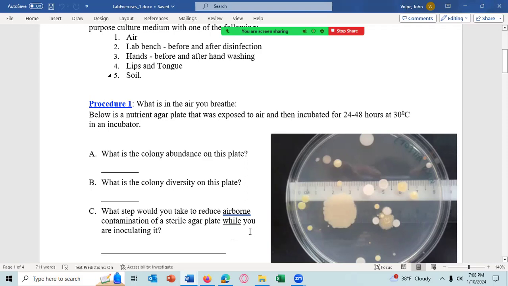Tell me something you can do while you are inoculating it that will reduce the risk of airborne contamination. And to state that specifically, here we have a plate. I take off the lid. It's now open to the air. Anything from the air can fall down from the air, fall onto the plate, and contaminate the plate. So what can we do while we're inoculating the plate to reduce airborne contamination?